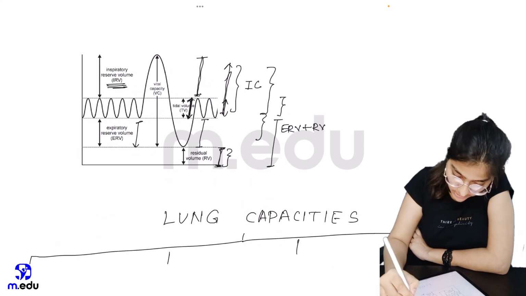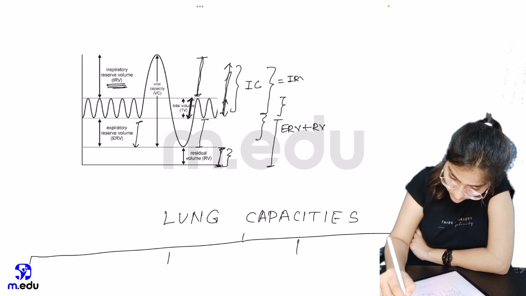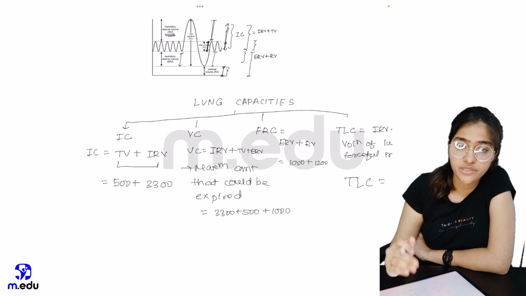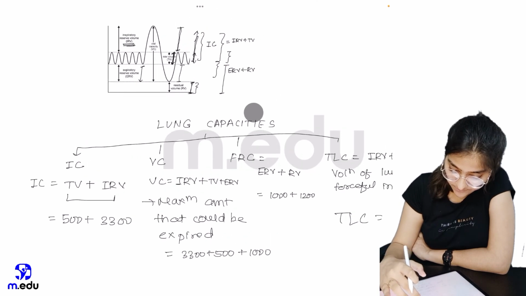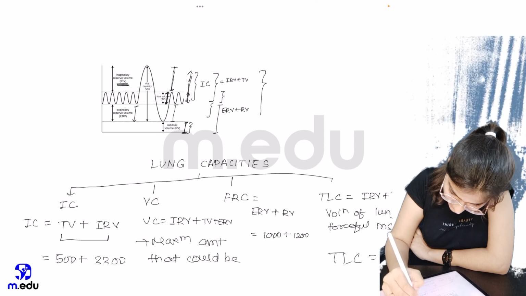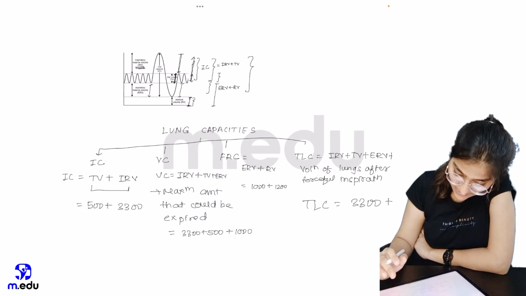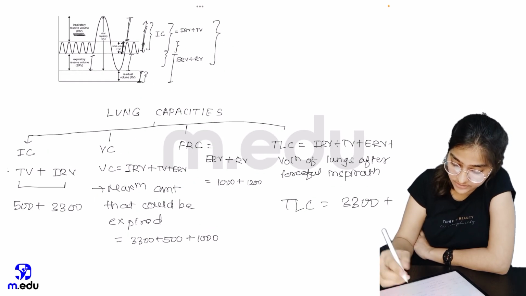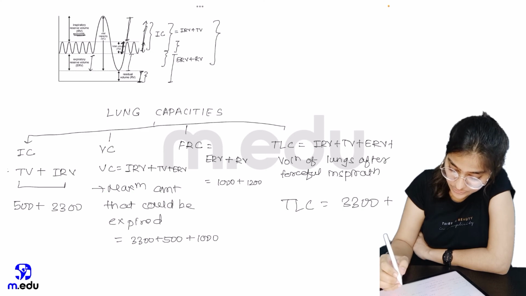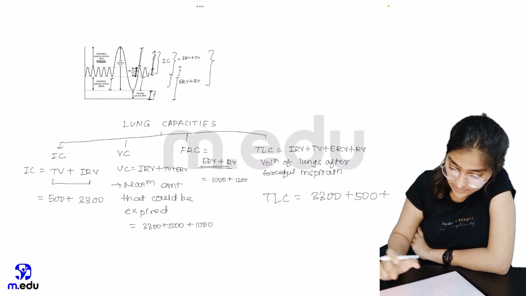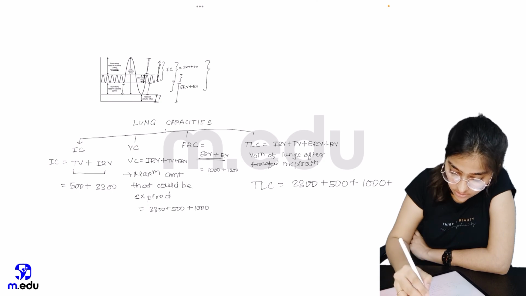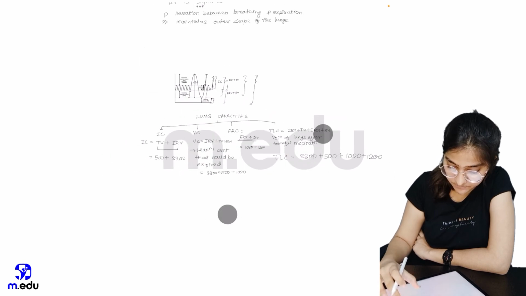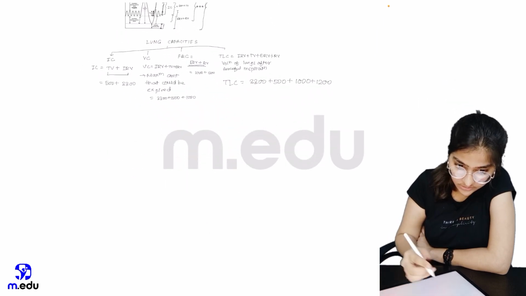Inspiratory capacity includes both inspiratory reserve volume and tidal volume. It is basically the maximum volume that could be inspired after normal expiration. The vital capacity includes IRV plus TV plus ERV, that is the maximum amount that could be expired after forceful inspiration. Functional residual capacity is the volume that is remaining in the lungs after normal expiration, which is equal to ERV plus RV, and the total lung capacity is the volume of air that is present in the lungs after forceful inspiration. Now basic points we are going to study are spirometry.